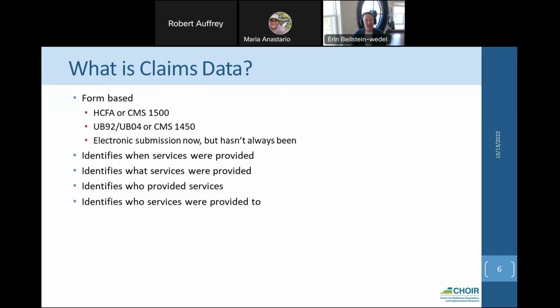But claims identify when services were provided, so what kinds of procedures were provided, what kind of room the inpatient was staying in. They identify who provided the services, so which doctor, which hospital the services were provided at, and who the services were provided to. So what veteran or veteran dependent received the services.